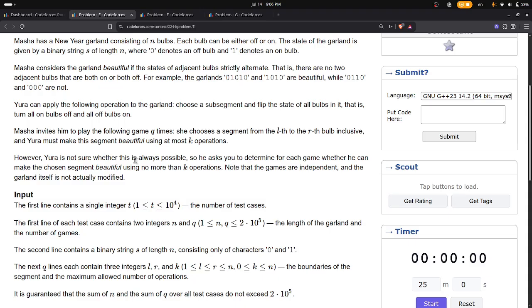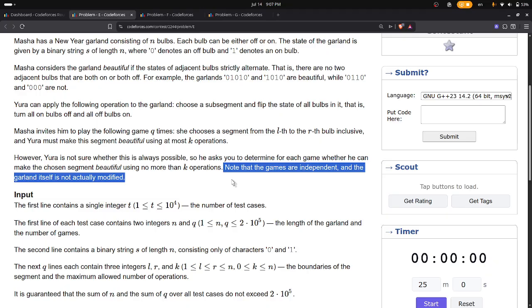That is, turn all the bulbs on or off. Masha invites him to play the following game q times. She chooses a segment from L to R, bulbs inclusive, and you must make the segment beautiful using some operations. However, Ura is not sure this is always possible. So he asks you to determine, for each game, whether he can make the chosen segment beautiful using no more than k operations. The games are independent.